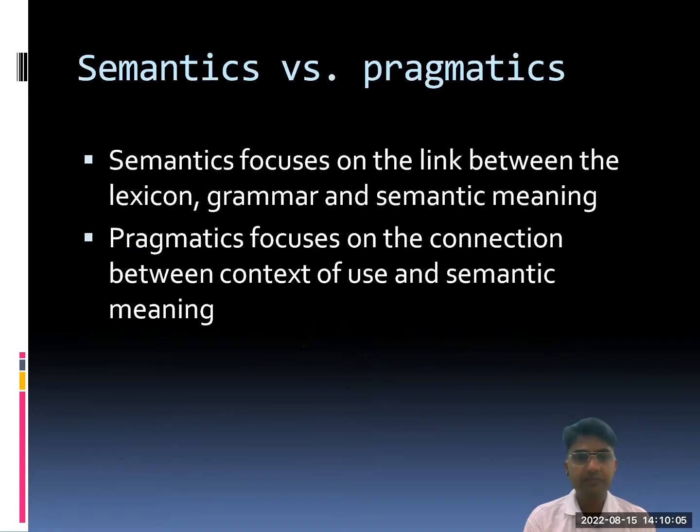And we can see semantics versus pragmatics. This is a very interesting topic to understand how pragmatics differs from semantics. Semantics focuses on the link between the lexicon, grammar, and semantic meaning, whereas pragmatics focuses on the connection between context of use and semantic meaning.